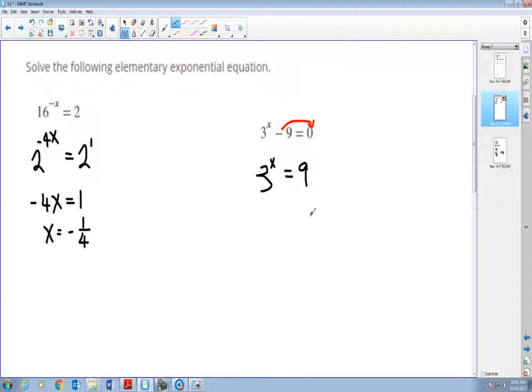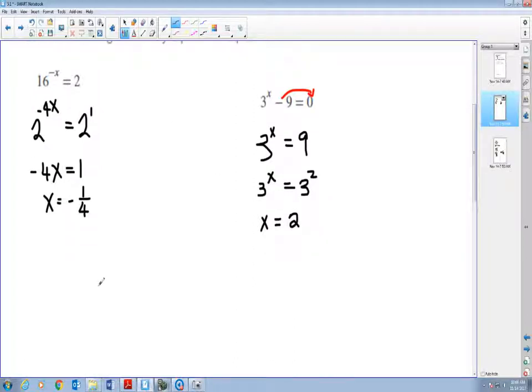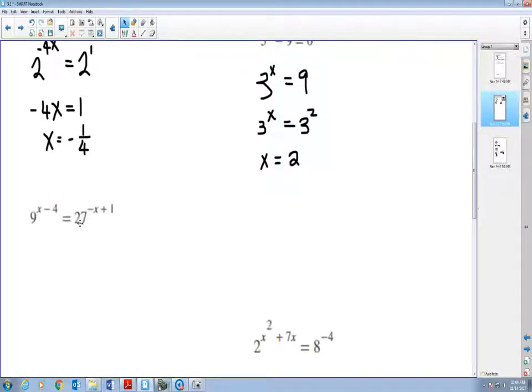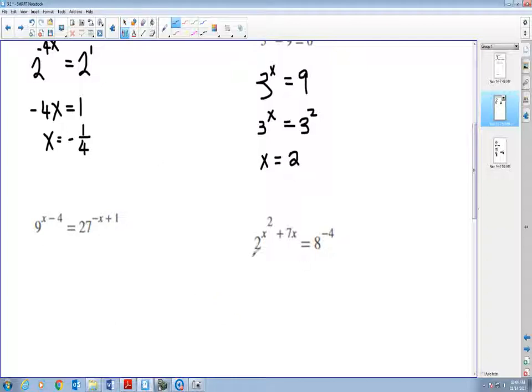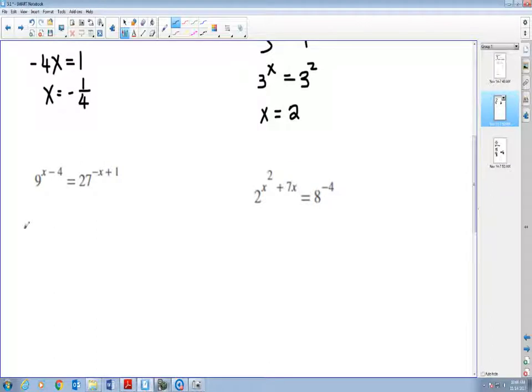Alright, I can make base 9 into a base 3. So this is going to be 3 to the x power equal to 3 squared. So when the bases are the same and the bases are equal, set the exponents equal. So my answer, x equals 2. Alright. Same thing, two terms. Everything is two terms on this handout, on this particular page. Can I somehow make the base 9 and base 27 the same? Yes, I can. Alright, this is what I'm going to write.